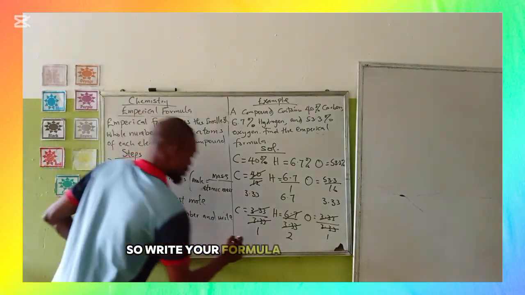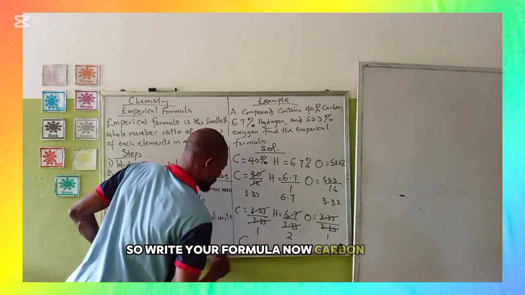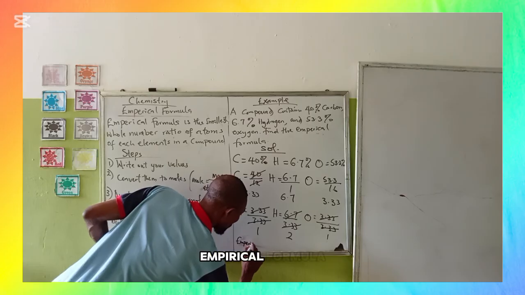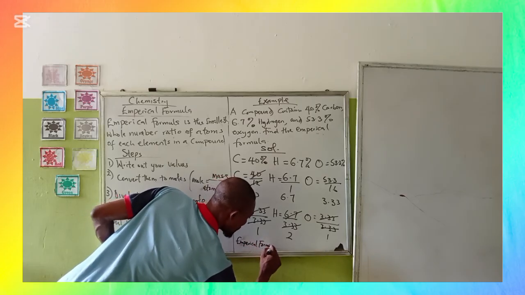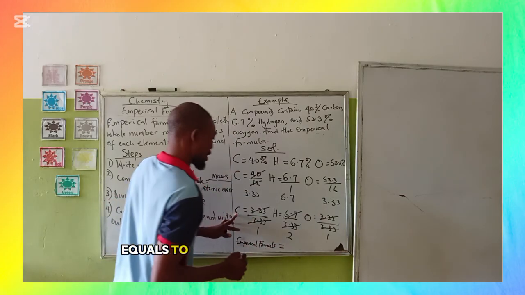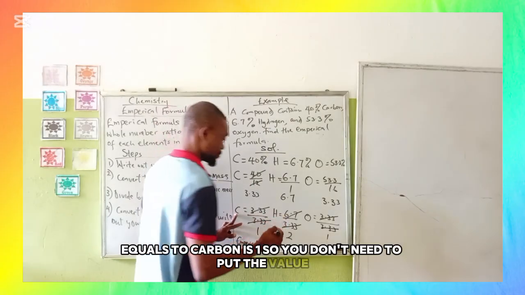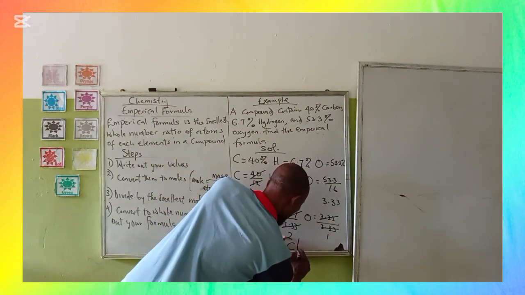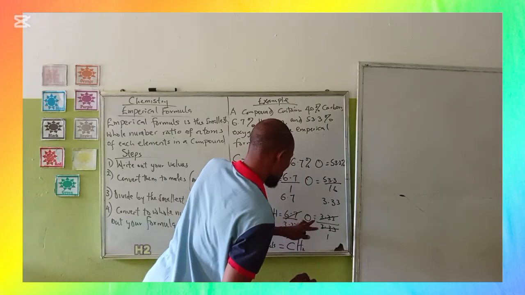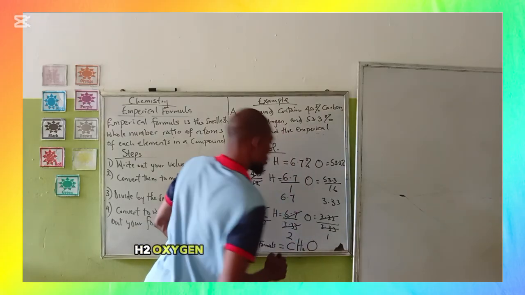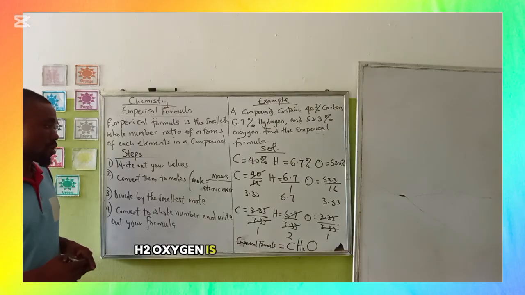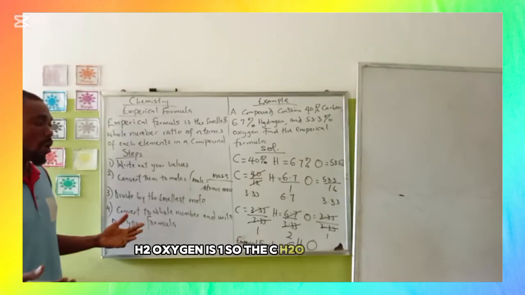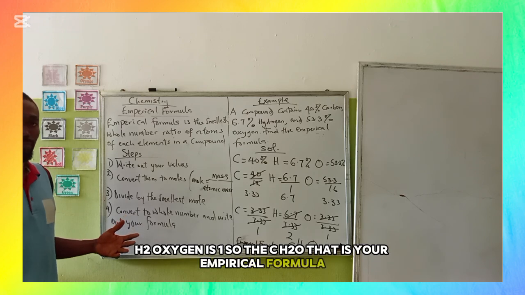So write your formula. Let me put it this way. Empirical formula equals carbon is 1, so you don't need to put the value, C. Hydrogen is 2, H2. Oxygen is 1. So you have CH2O. That is your empirical formula.